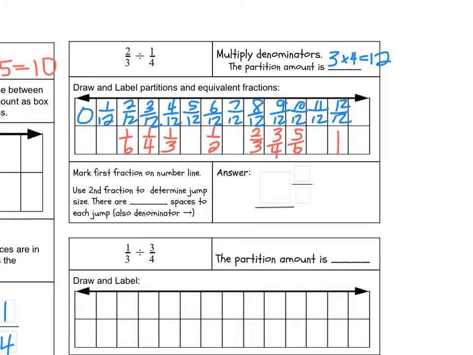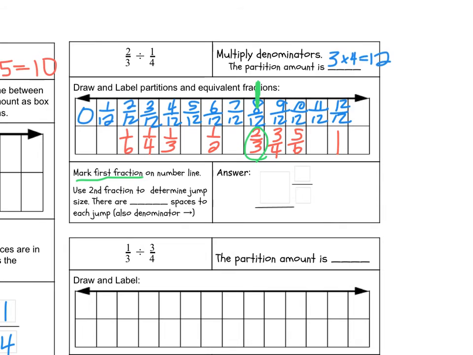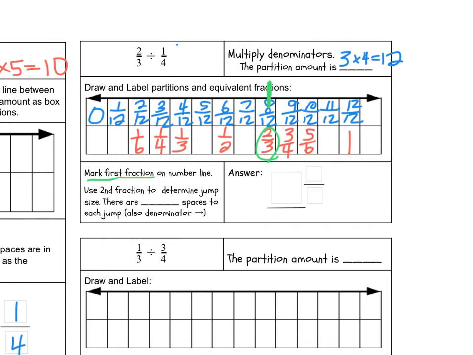And now I need to write in my equivalent fractions. So now that I've marked all of my equivalent fractions, my next step is to mark my first fraction on the number line. So 2/3 is right here. So I'm going to mark that because that's as far as I have to go on my number line. And then I'm going to use my second fraction to decide how many spaces per each jump. So my second fraction is 1/4, which is right here, and that's 3 spaces. So I know that there's 3 spaces to each jump.